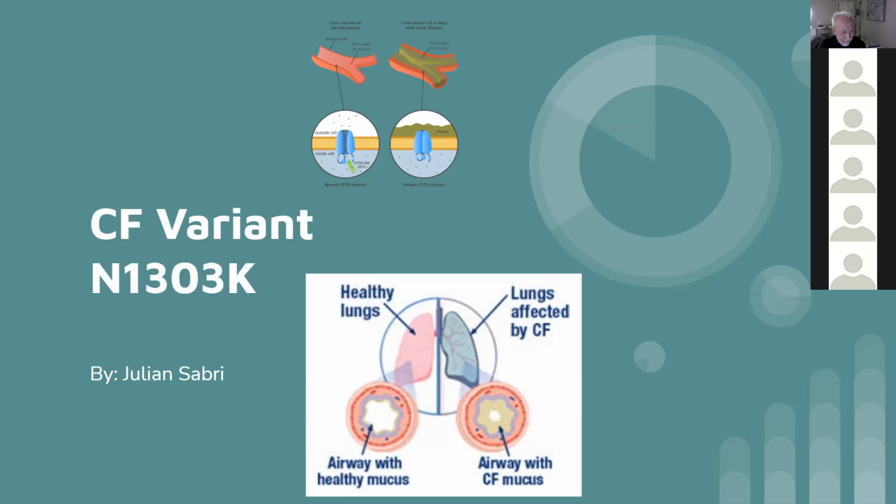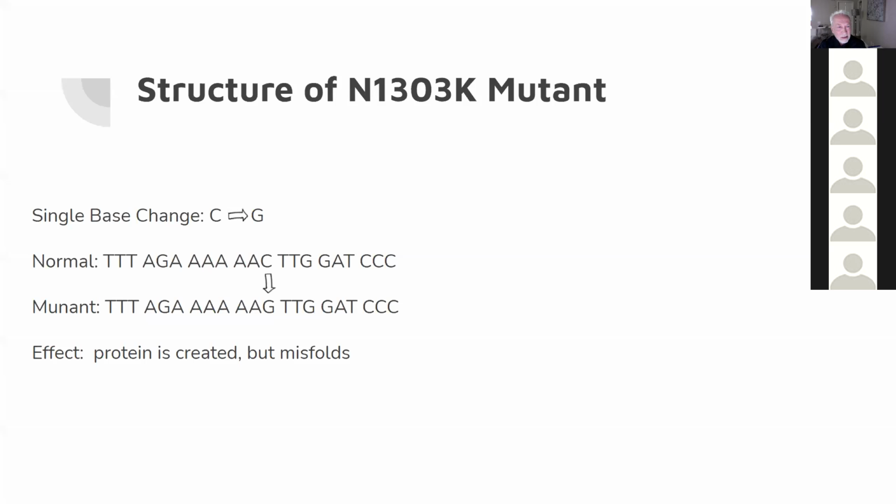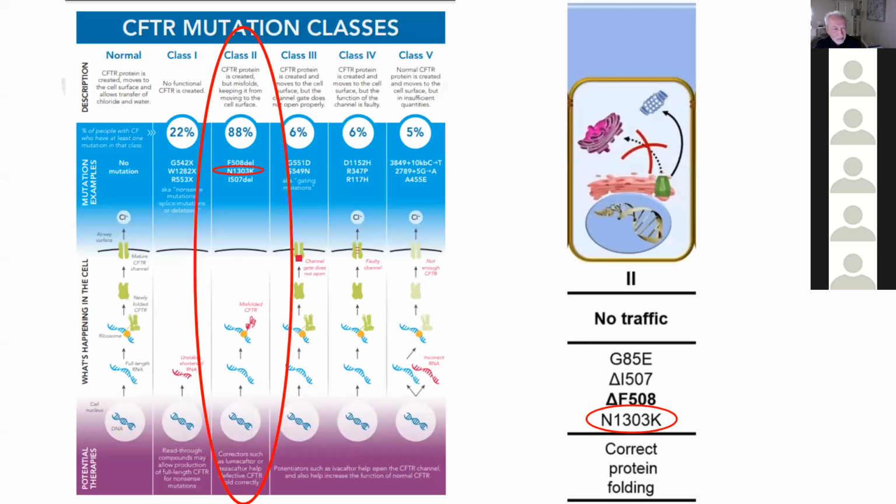Sorry. All right, so I did the cystic fibrosis variant N1303K. Basically, with the structure of this mutant, it's a single base change, and it changes a C base to a G base. What this does to the protein is that it's created, but it does misfold. So because of that, it doesn't allow it to move to the cell surface. And the way to correct this is you can use correctors such as Lumacaftor or Tezacaftor to help defective CFTR fold correctly.